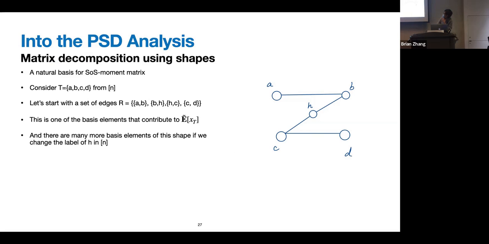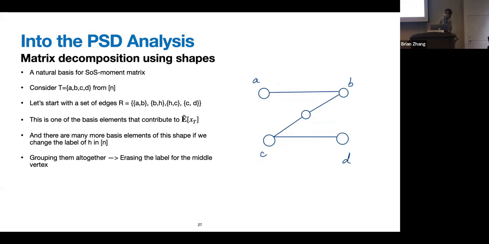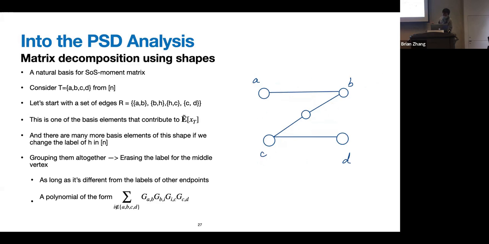But there are also many more basis elements looking like this, because I can change the label of the middle vertex from H to some other vertex in [n]. And we can see here they look alike, so let's group them together. Grouping them together is equivalent to erasing the label of the middle vertex. So we are going to use this to represent the polynomial summing over G_AB, G_BI, G_IC, G_CD. And of course, we are going to require this vertex to receive a distinct label from all other endpoints. But now I want to say this is a polynomial.